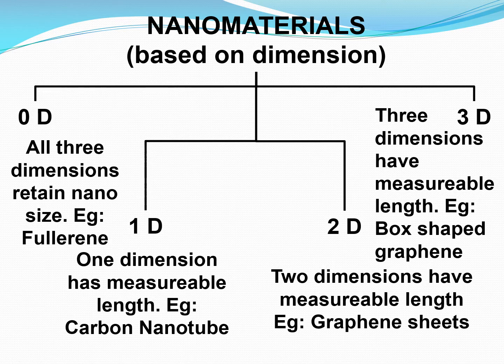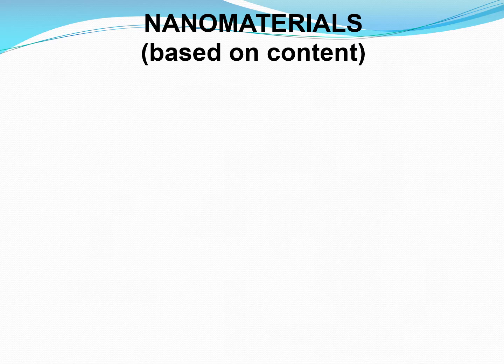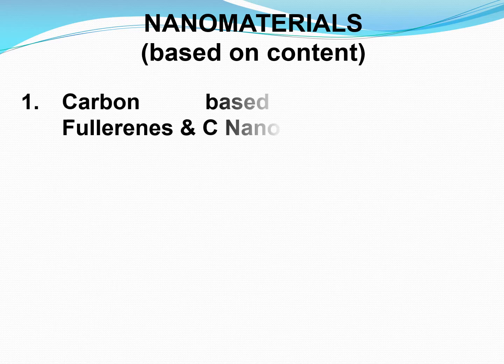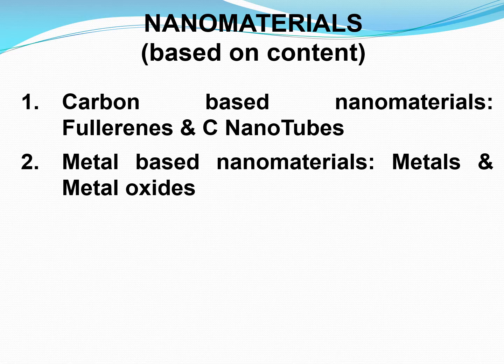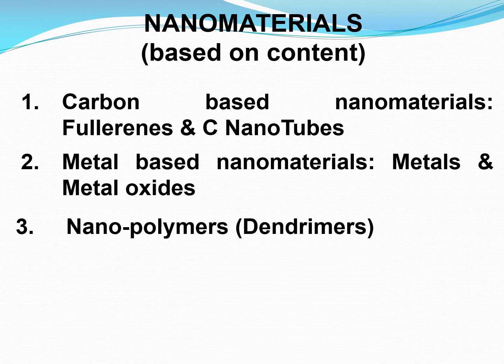There is one more classification, which is based on content. What is the content in a nanomaterial? Based on content, we can classify nanomaterials into carbon based, that is the first category. Here the content is carbon. Then metal based. Here the content is metal or metal oxide, for example, gold, silver, copper, etc. They can be metal nanoparticles, or oxides like aluminum oxide, titanium oxide, etc. Then nanopolymers. Polymers normally are not nanomaterials, but there is a class of polymers called dendrimers. These are in the nanoscale.